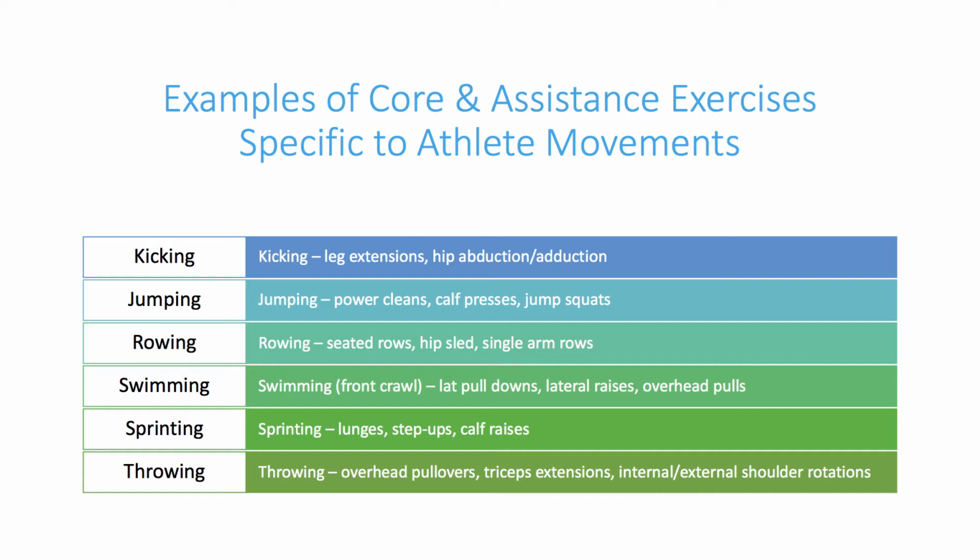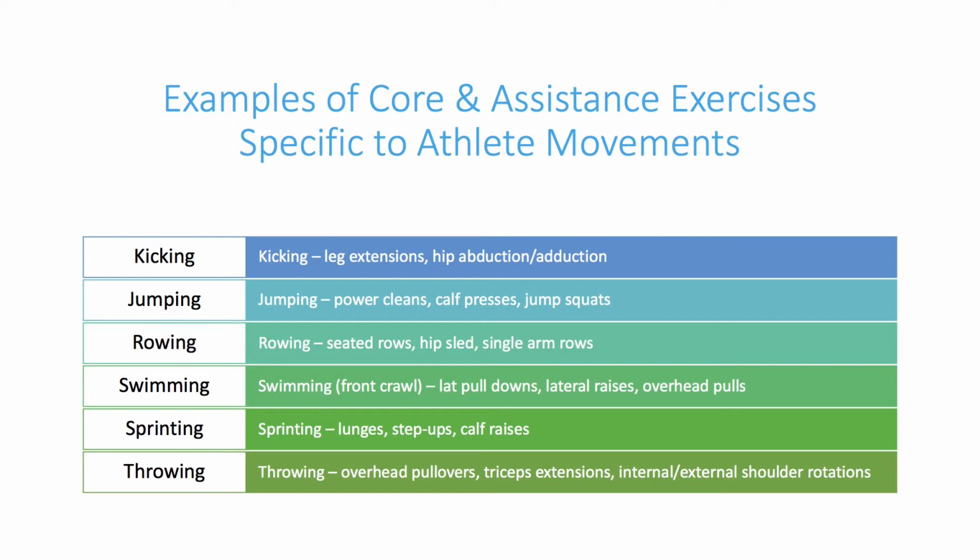If we look at swimming, specifically the front crawl utilizes the latissimus dorsi a lot for the pull phase. And so you would want to do lat pull downs, pull-ups, lateral raises, overhead pulls, anything that utilizes that large muscle group of the lats to strengthen it. And hopefully the strengthening of the lats through resistance training translates into greater force production in pulling water in the pool for the front crawl, leading to a performance enhancement.